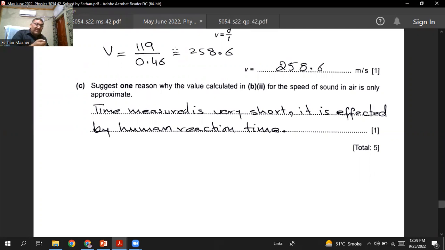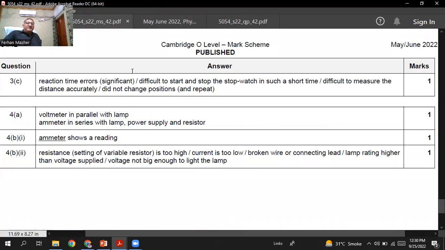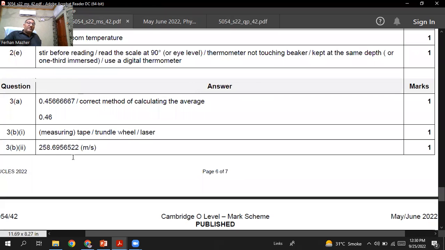In the human reaction time, you start the stopwatch, you stop the stopwatch. So the human reaction time will be a large portion of this value, so it will be affected by that. That's why we are saying it's approximate. Time measured is very short. It is affected by the human reaction time. It's a very short interval. You see, this is the marking scheme. And this is question number 3.